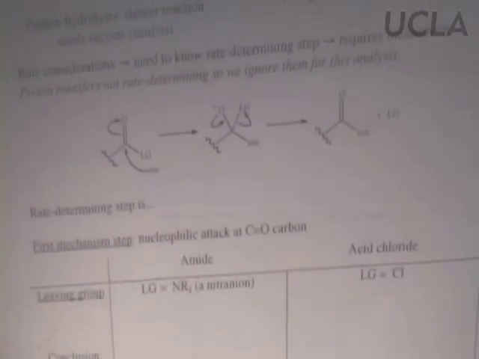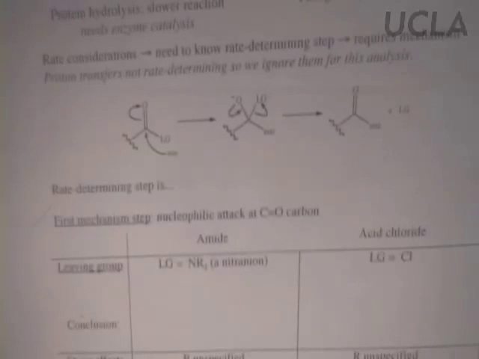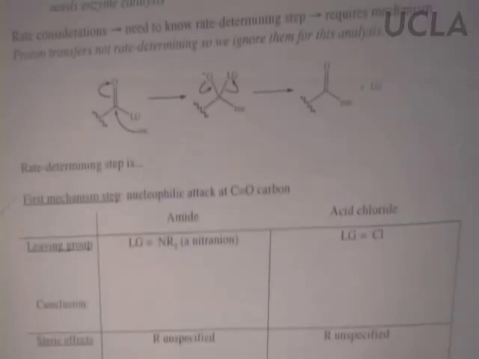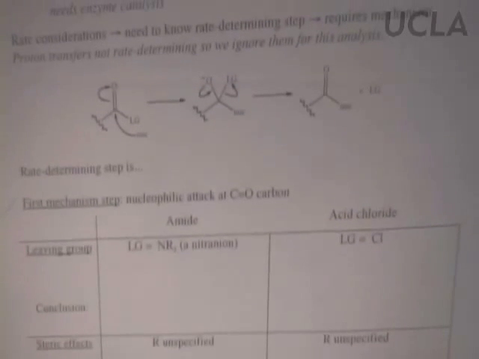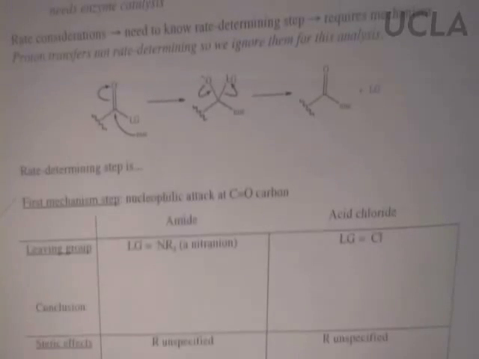Leaving group. In the amide case, the leaving group would be nitrogen with a negative charge, a nitrogen anion. So we call it a nitranion. Like oxyanion is oxygen anion, nitrogen anion is nitranion. So that's the leaving group. What about in the acid chloride case? The leaving group would be Cl minus. All right, let's analyze those in terms of leaving group. Which is a better leaving group? Now, bear in mind we're being generic. We don't know what the R groups are on the nitrogen. So in general, which is going to be a better leaving group? The nitrogen with the negative charge or the chlorine with the negative charge?